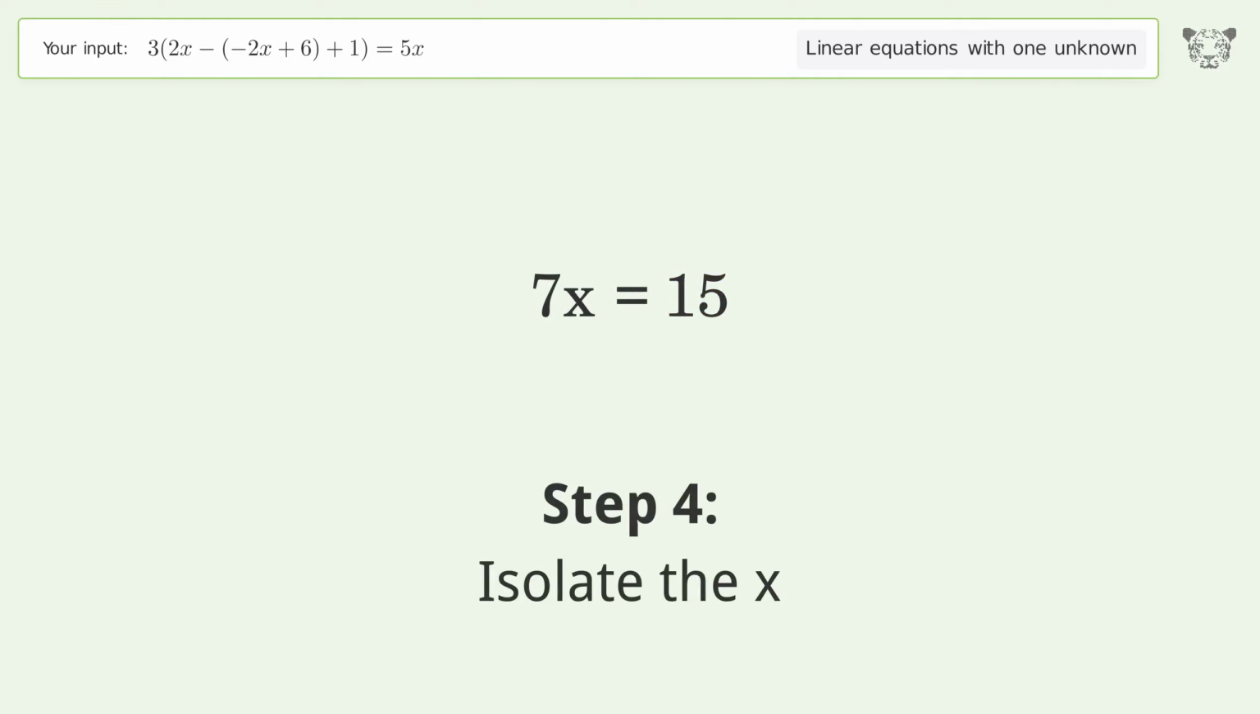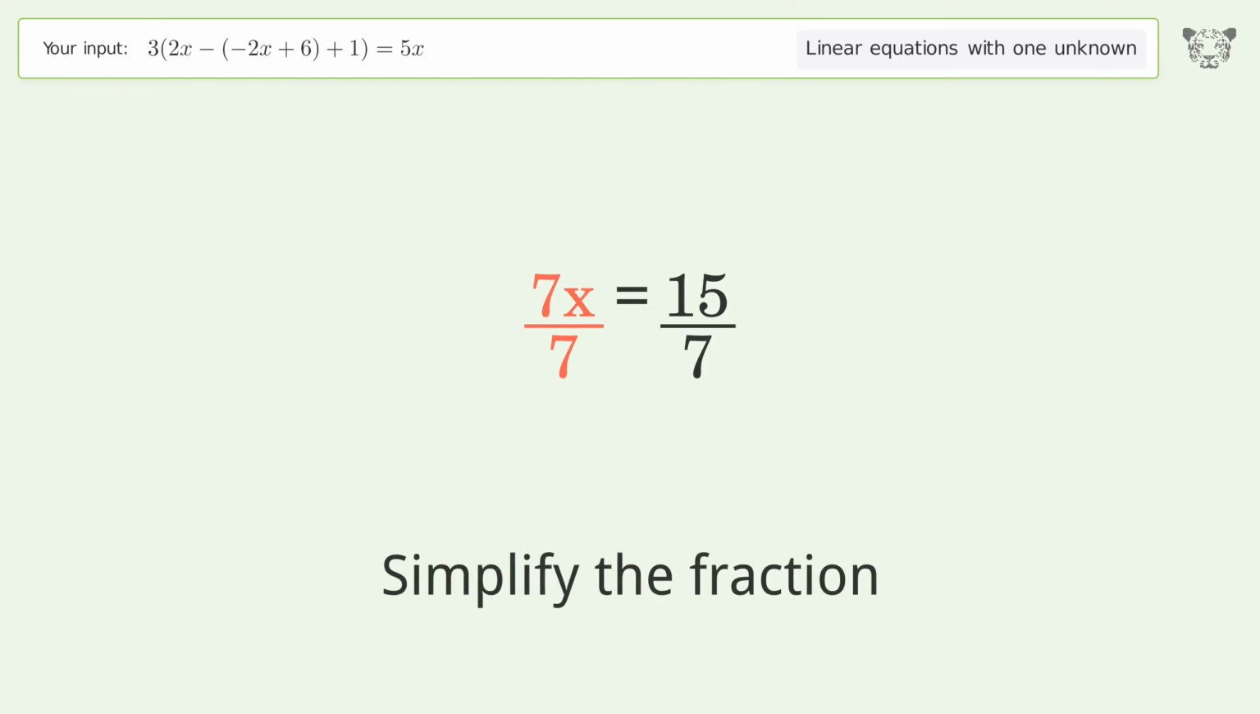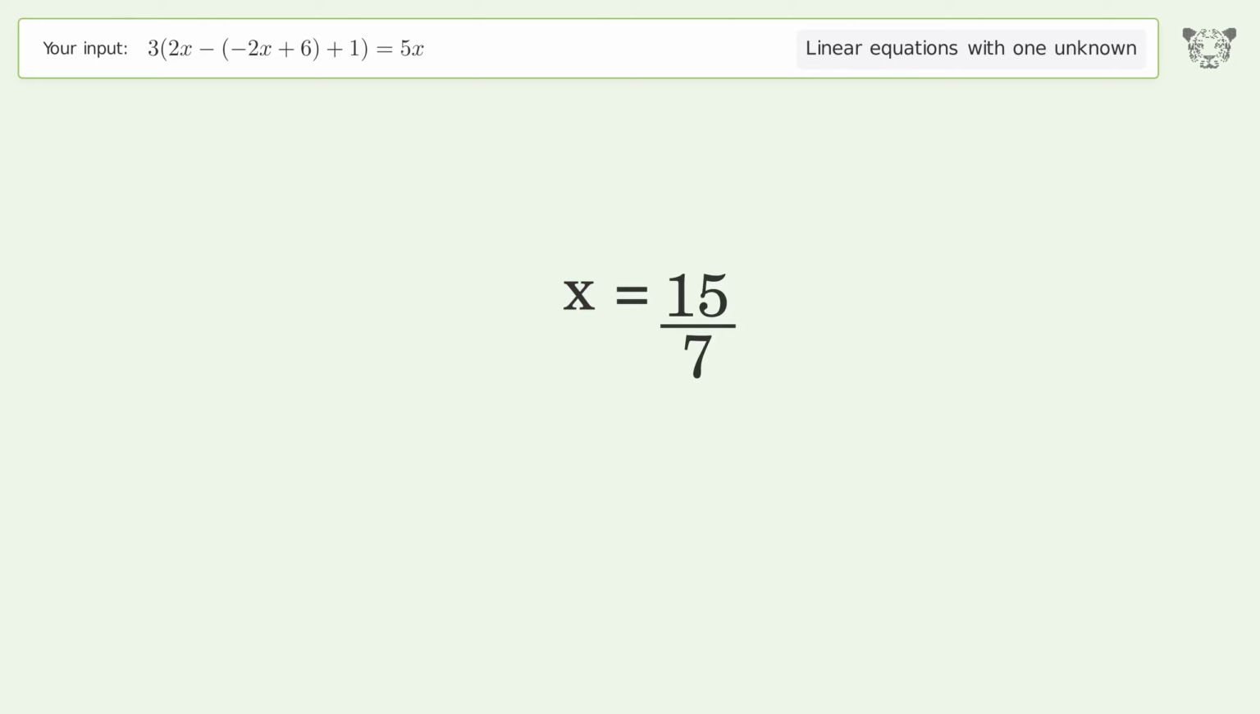Isolate the x. Divide both sides by 7. Simplify the fraction. And so the final result is x equals 15/7.